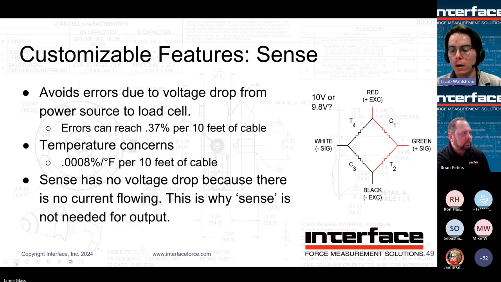Interesting note is that really only the excitations need sense. And that's because the excitations are carrying current to the bridge, while sense or even the output has almost no current flowing through it, so there's no voltage drop. It's measuring pure voltage. So that's a really important feature.